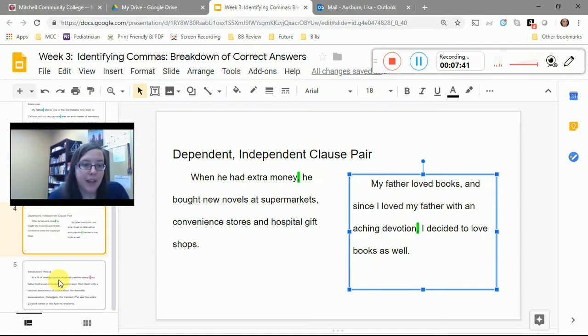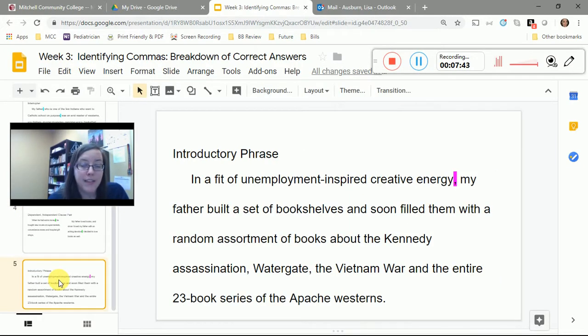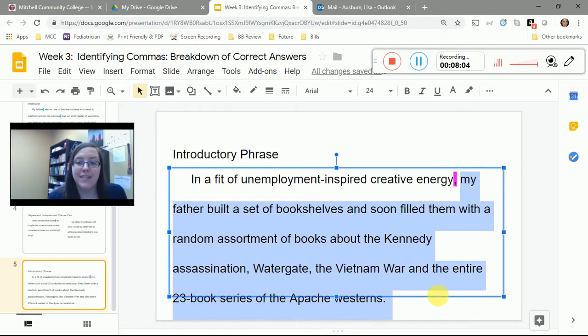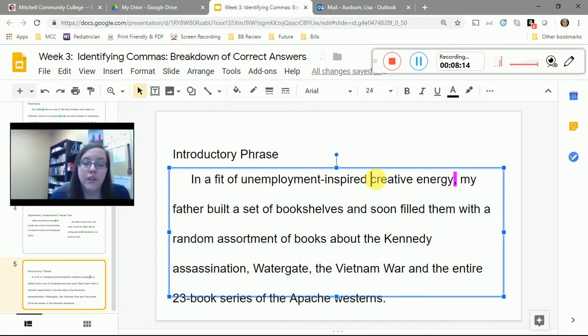So, for example, in our grouping of words that does function as an introductory phrase, we see in a fit of unemployment-inspired creative energy. But we don't have a subject. There's no one in this phrase doing the action. When we keep reading, we understand that my father is the subject, but my father is the subject for this sentence, not for this phrase. It's referring to the father, but that subject is not found in our introductory phrase. So a phrase doesn't have a subject and a verb.